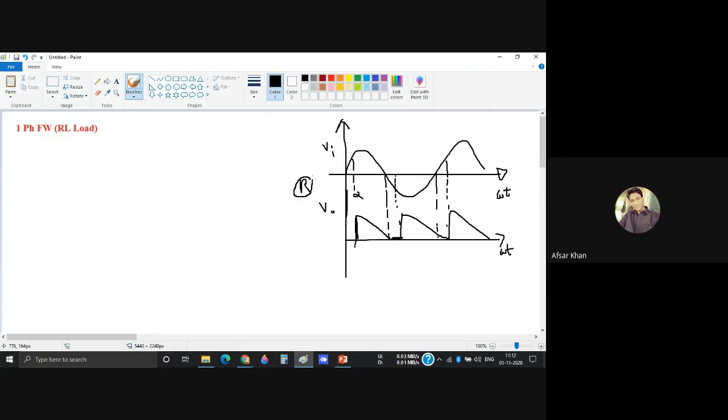Now for the conduction period, this is zero, this is alpha, this is pi, and this is pi plus alpha, this is 2 pi, and next this is 2 pi plus alpha. Yes. Now see, this output is for R load, if it is only resistive load. For example, your SCR, if I draw only the rectifier, this is if it is only R load.